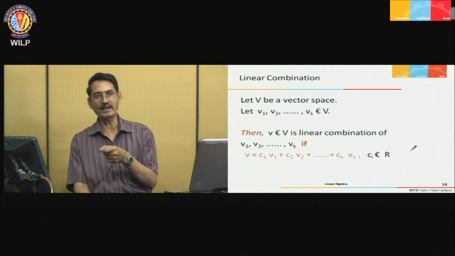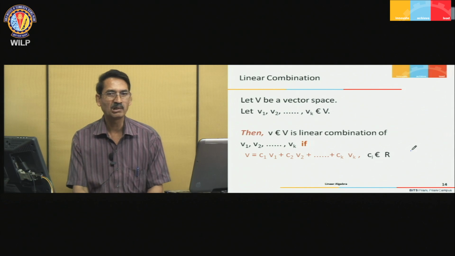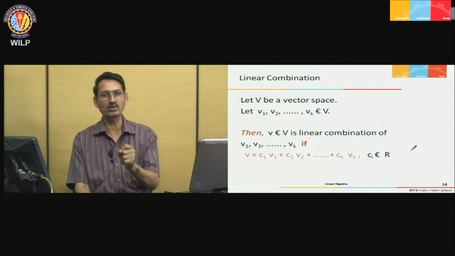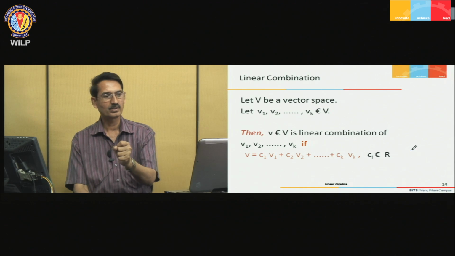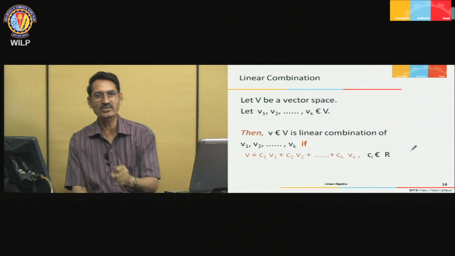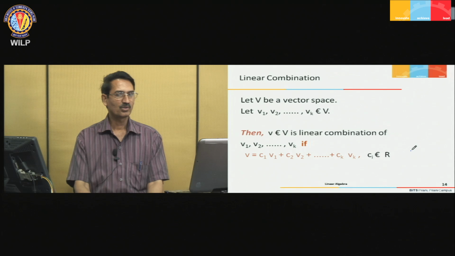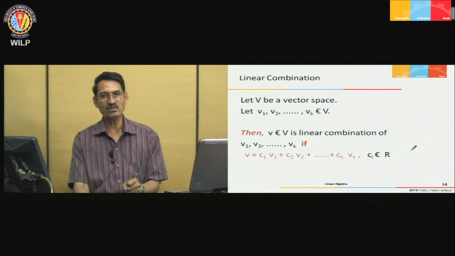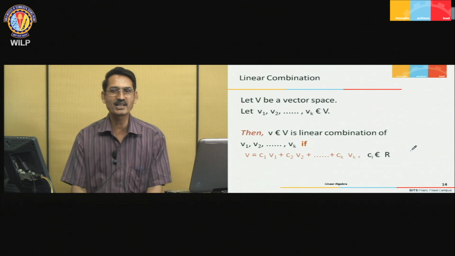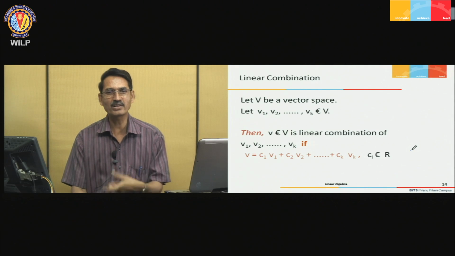But before defining the dimension of a vector space, we will have to see a few things, and I shall go slowly towards defining the dimension of a vector space. So, for this purpose, first of all we should be aware of the meaning of linear combination of the elements of a vector space.